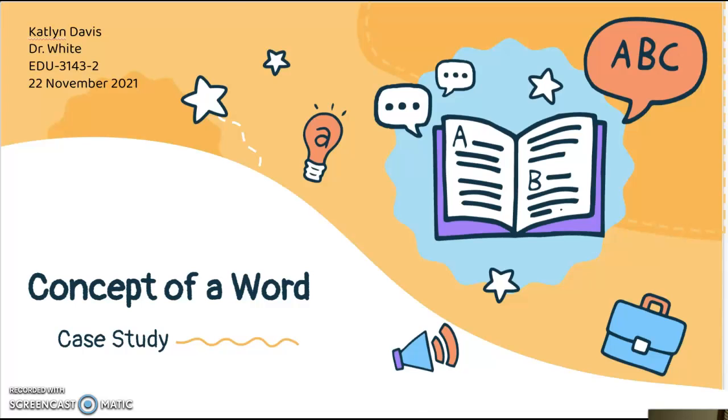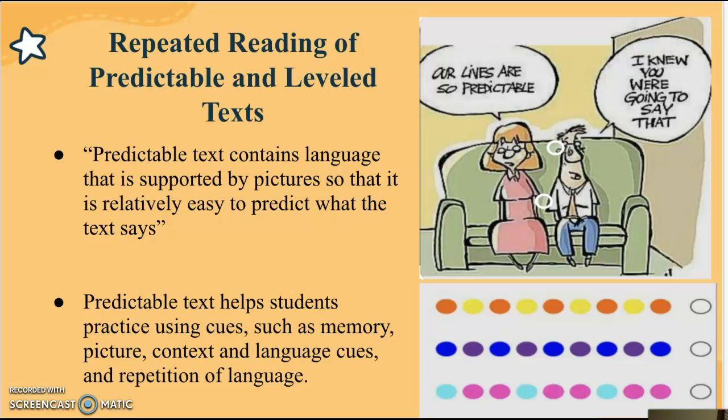So the first strategy that I came up with that I would like to use in my classroom is repeated reading or predictable and leveled text. I thought this was a really great strategy because it also works on other cues within reading, and it's going to help students practice their memory and their picture, context, language clues, and repetition of language because they're going to be reading texts that they're more familiar with. It's not necessarily going to be a cold read every time, so they can work on reading those words, but then also applying all the other concepts of reading with it as well because they are familiar with the words.